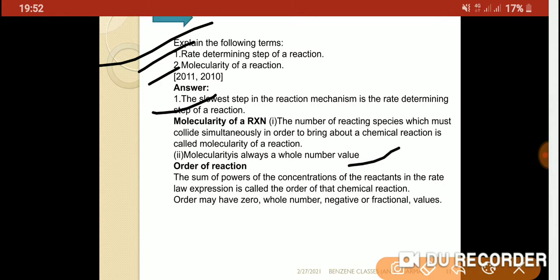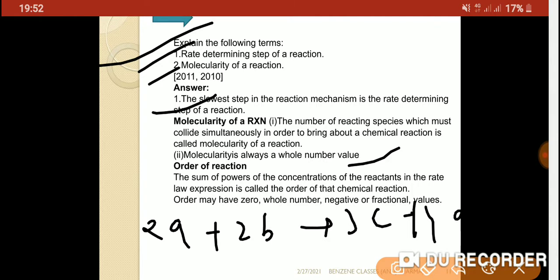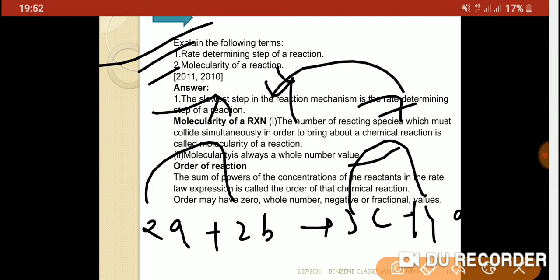You can check the reaction also: 2A plus 2B equal to 3C plus 4D, right? The number of moles of the product is 7, and the number of moles of the reactant is 4. So you subtract 7 minus 4, which equals 3. So the molecularity of the reaction is 3.